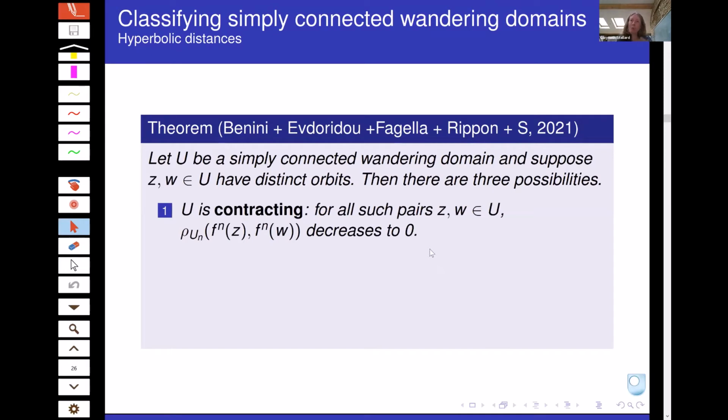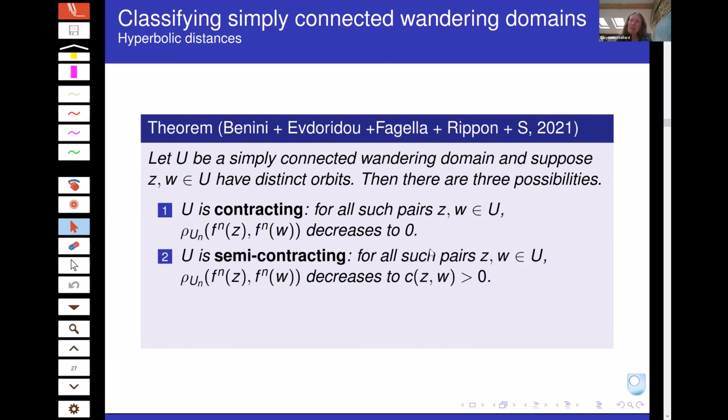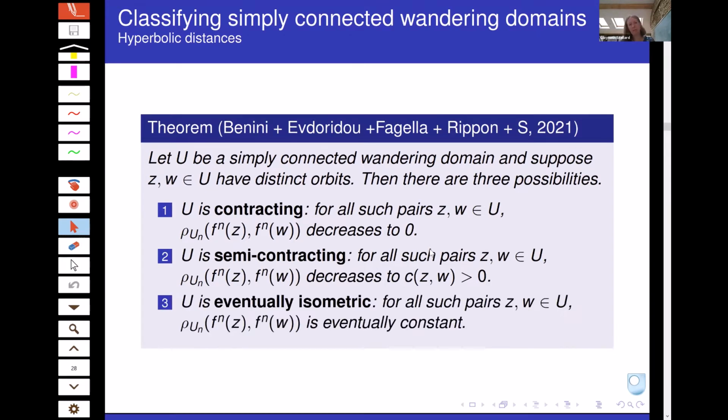So the contracting case, when for any two points, the distance between them when we iterate will decrease to 0. The semi-contracting case, when it will decrease but stay a positive distance apart. And then this eventually isometric case, when, if you have a wandering Siegel disk, that was going to be eventually isometric. The contracting case is if you have a wandering attracting domain, and actually a wandering parabolic domain as well. This semi-contracting case we proved exists, but none of the examples that were out there had this type of behaviour. So that was the first classification.